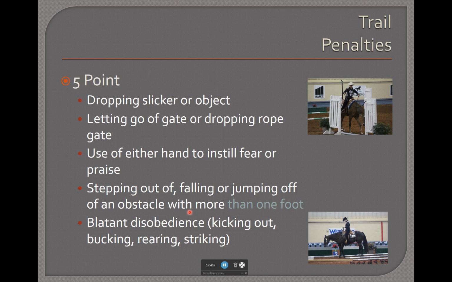Okay, if they step out or fall off an obstacle with more than 1 foot, that's going to be a 5-point penalty. So remember, just 1 foot is a 3-point. All of these kinds of things with more than 1 foot is a 5-point penalty. Similar to many of our other classes, blatant disobedience, if they kick out, buck, rear, strike, all those different kinds of things, that's going to be a 5-point. And I will tell you honestly, we see a lot of kickouts with different things, and sometimes the horse gets frustrated. So the striking, those are probably the 2 that you see the most commonly.